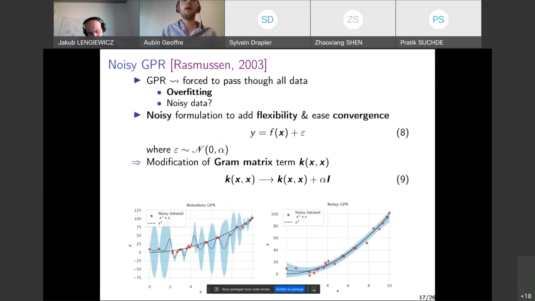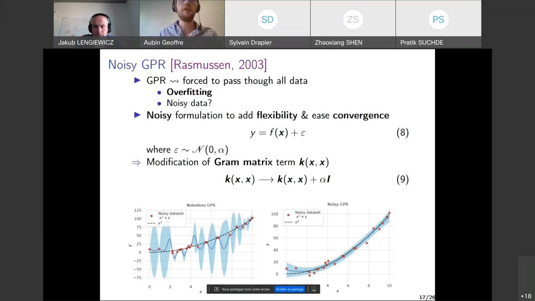The last thing I will talk about before showing the example is the problem of overfitting. Because, as I said, we are forcing the models to pass through all the data. So this leads to overfitting, and on top of that you can have noisy data. So this is a problem. For example, here it's basically a square function with a low noise, and we can see that the predictions are quite terrible. So the idea is to add some flexibility, adding a noise just to add flexibility and to prevent overfitting.